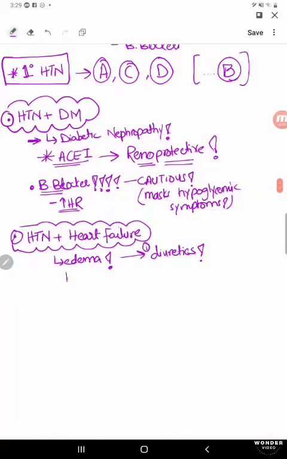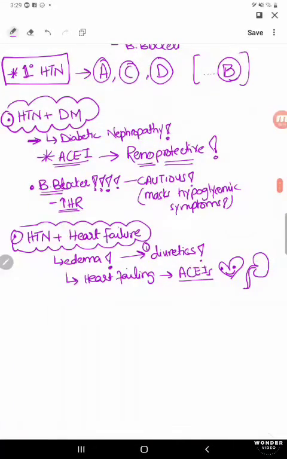Now, we said that our heart is failing, right? And we said that ACEIs are both cardioprotective and renoprotective. So in diabetes, our kidneys are at risk, so we give ACEIs because they are renoprotective. In heart failure, our heart is at risk, so we give ACEIs because they are cardioprotective, right?